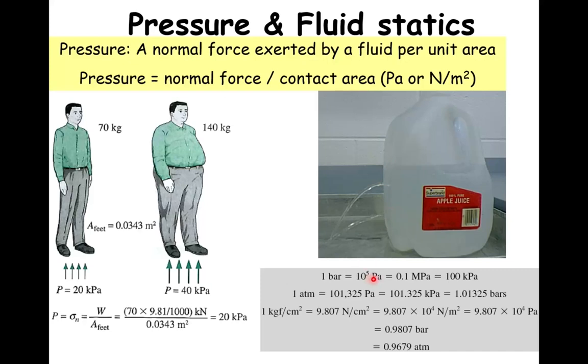What's the unit for the pressure? Obviously we need to know all these units. We said Pascal is pressure. We also have bar. Sometimes we use bar. 1 bar is 10 to the power of 5 Pascal, or 0.1 megapascal, or 100 kilopascal.